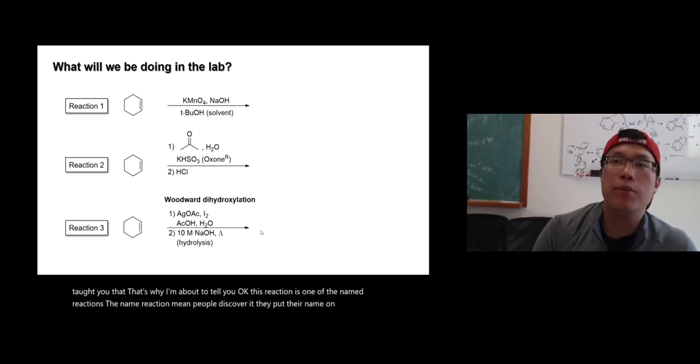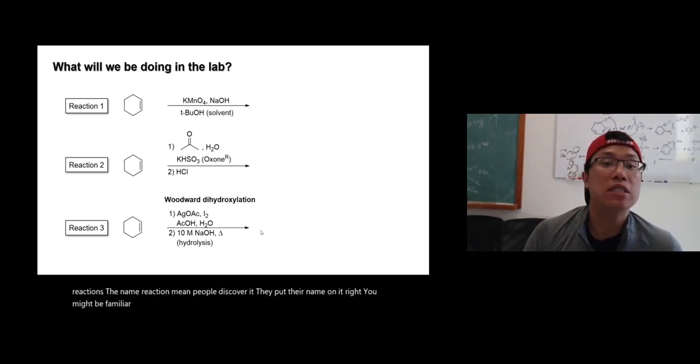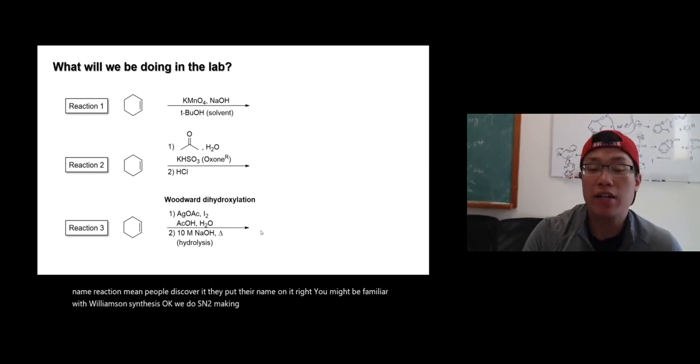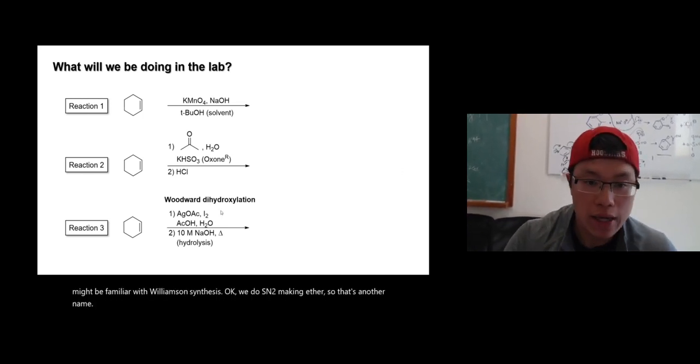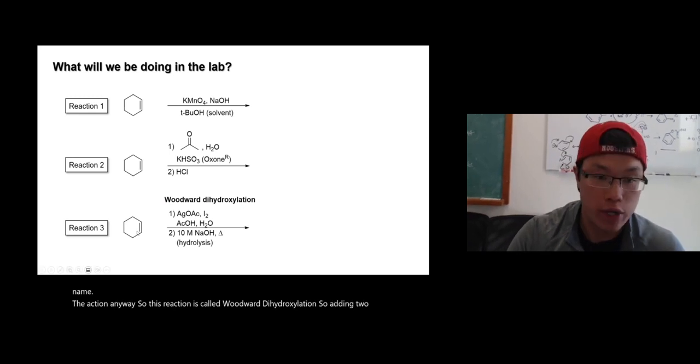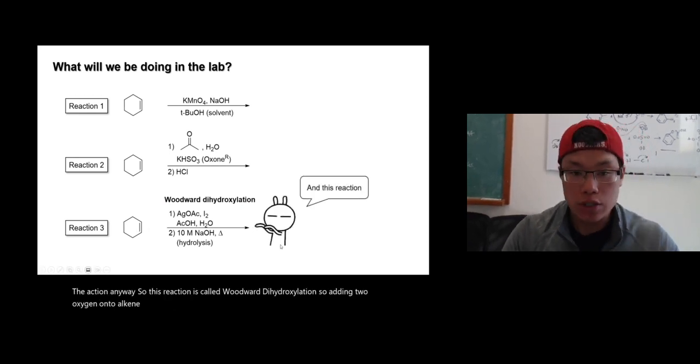All right. You might be familiar with Williamson synthesis. Okay, we do SN2 making ether. So that's another name reaction. Anyway, so this reaction is called Woodward dihydroxylation. So adding 2 oxygen onto alkene. All right, so we have to talk about this first.